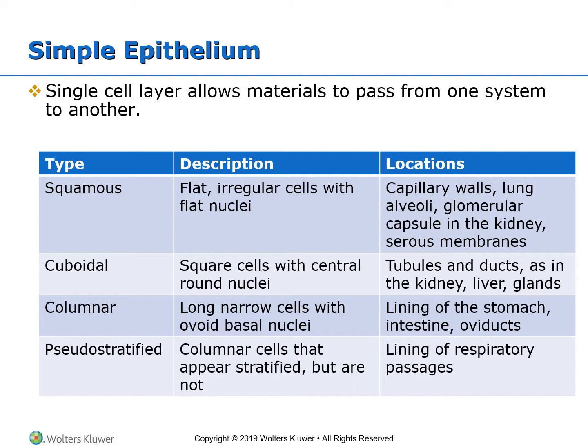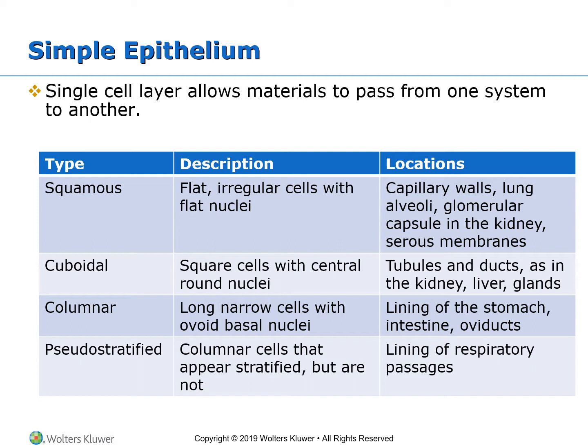So we have the squamous type that has those flat irregular cells in capillary walls and in lung alveoli, sometimes found in some areas of the kidney capsule and in serous membranes. The cuboidal one, the square cells, will be found in kidney, liver, and some of the glands, especially in their ducts. Columnar, with the long narrow cells, will be found in the stomach and in the digestive system linings in oviducts.